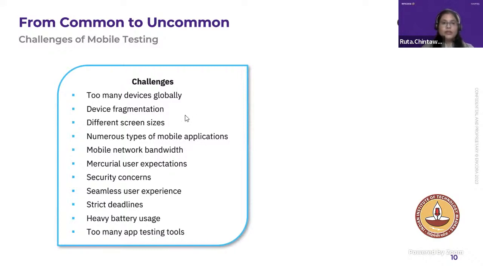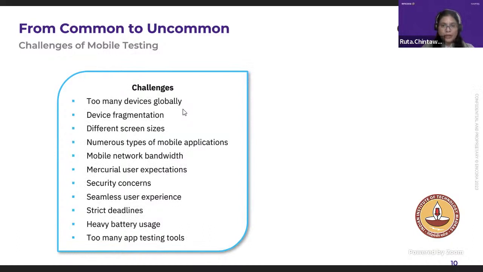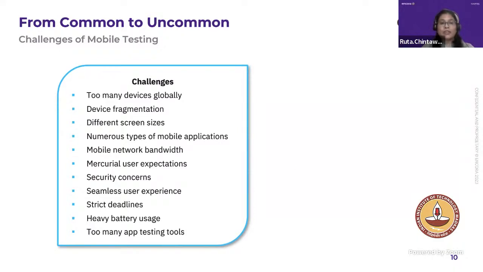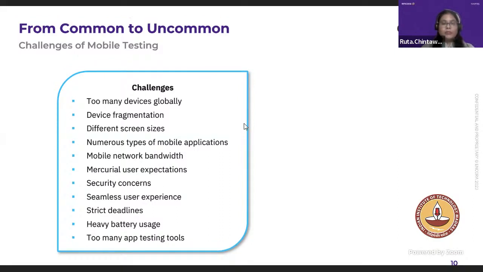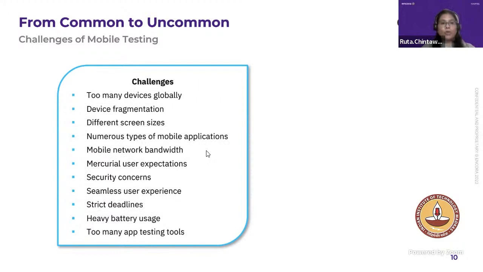First is too many devices globally. As you know, currently in the market we might have more than 1.2 billion devices or types of mobiles. If you try to test your application on all the devices available in the market, do you really think it's possible? No, right? It's not possible to cover all the devices. This is the major challenge we face as a part of mobile testing, because we have multiple devices and it's not possible to test each feature on every device. It will take too much time, and that much time we never have when we talk about testing.